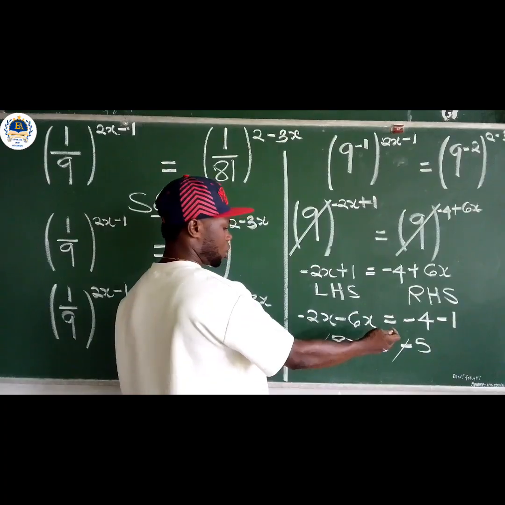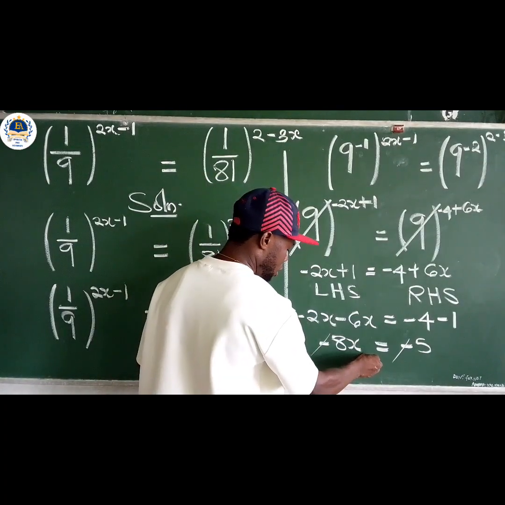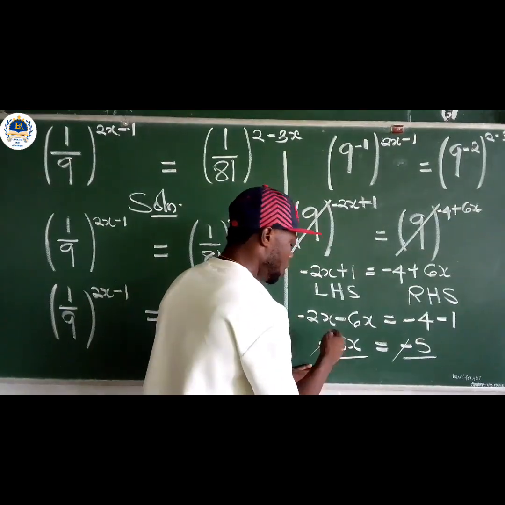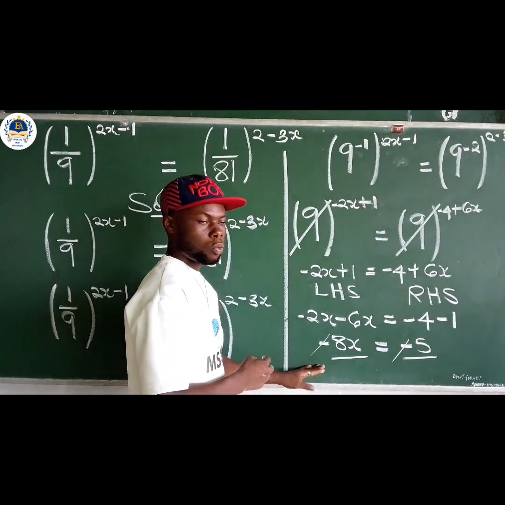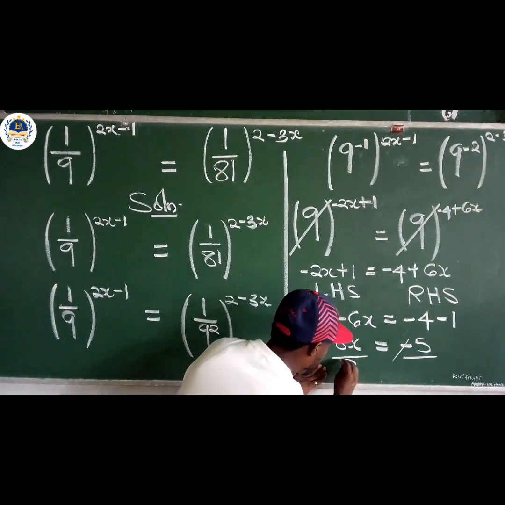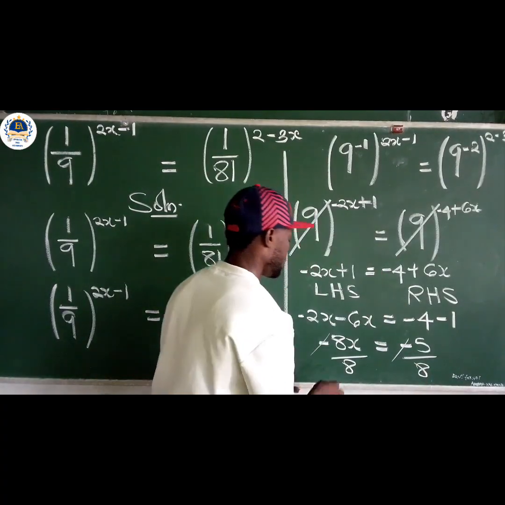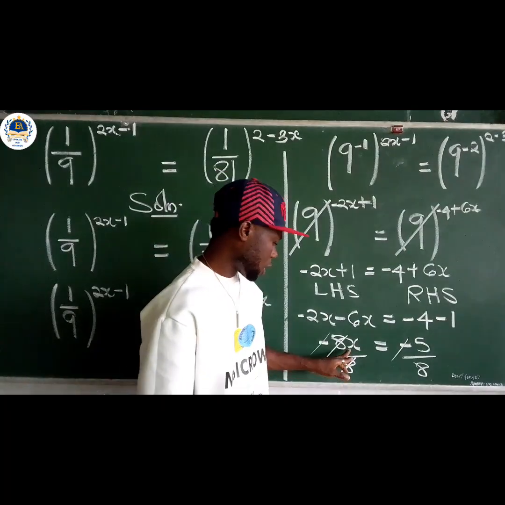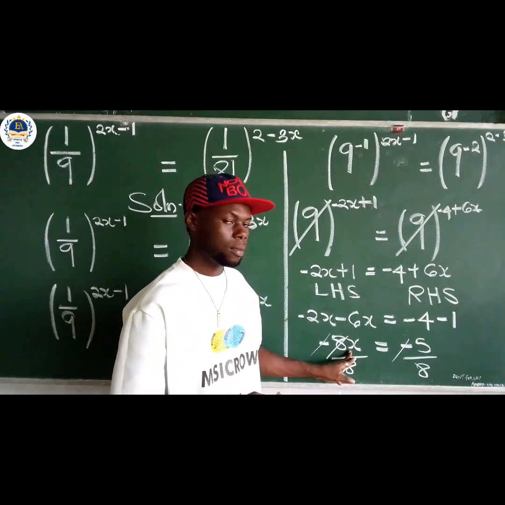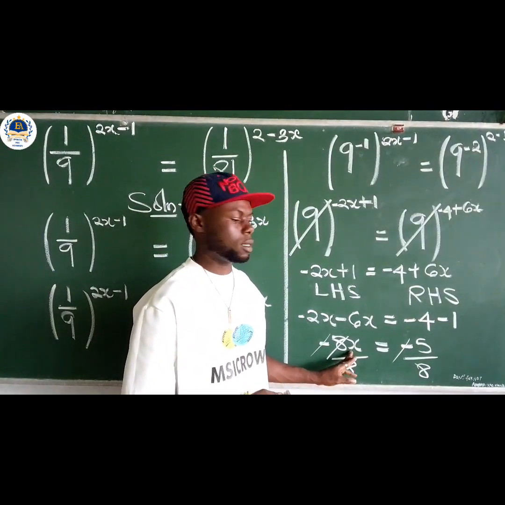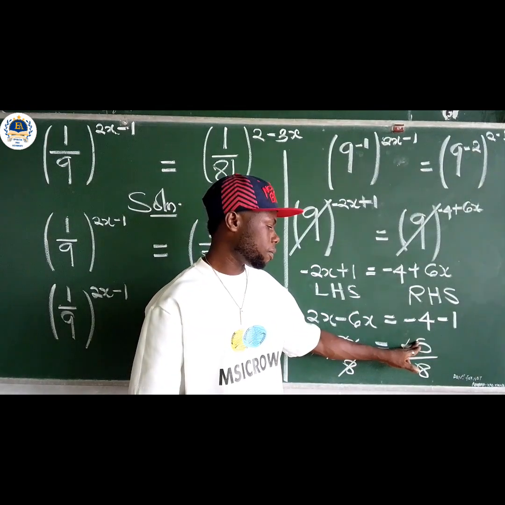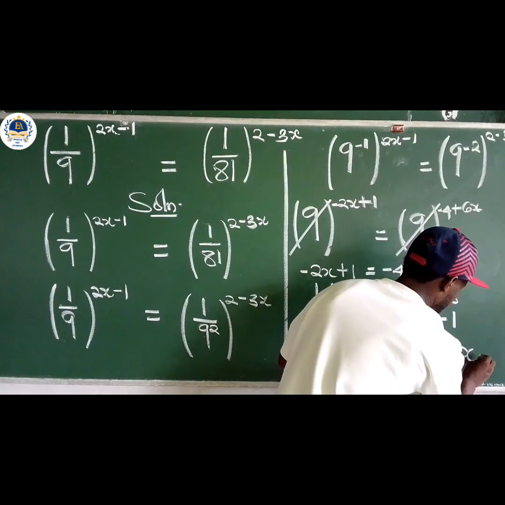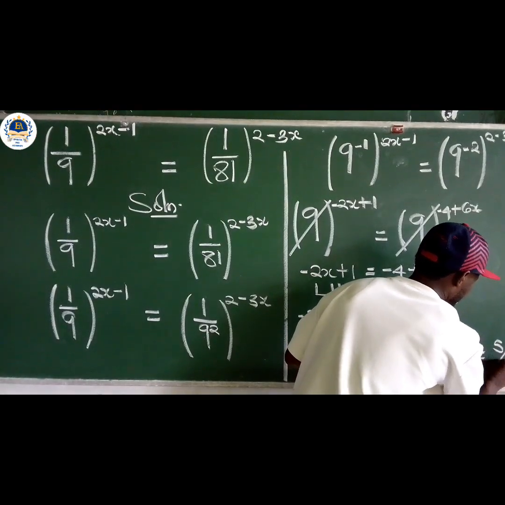And if 8x is equal to 5, to make x the subject, we divide both sides by the coefficient of x, which is 8. So this is over 8, over 8. 8 cancels 8, and we are left with just x. So we can say that x is equal to 5 over 8.